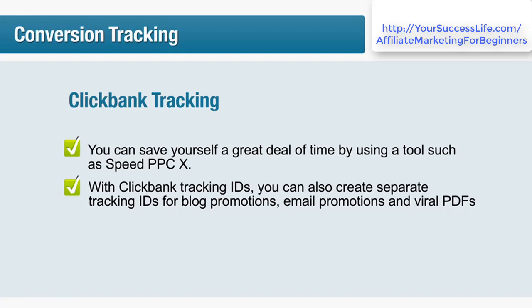Clickbank tracking codes are very easy to set up. Just enter your code into the provided field when creating your hop link. Be sure to keep a list of each code and what it represents in a spreadsheet somewhere. If you're tracking a lot of different things at once, it's really easy to get confused.